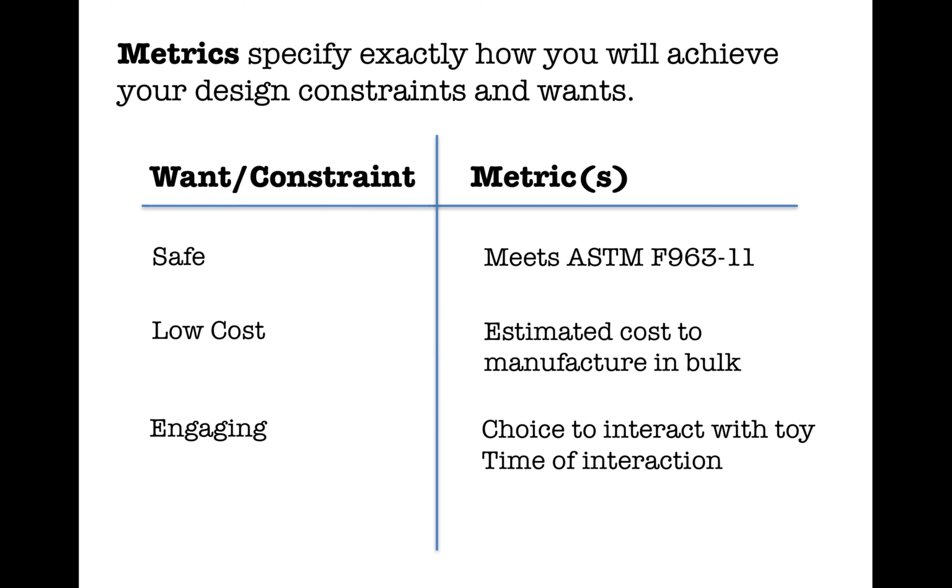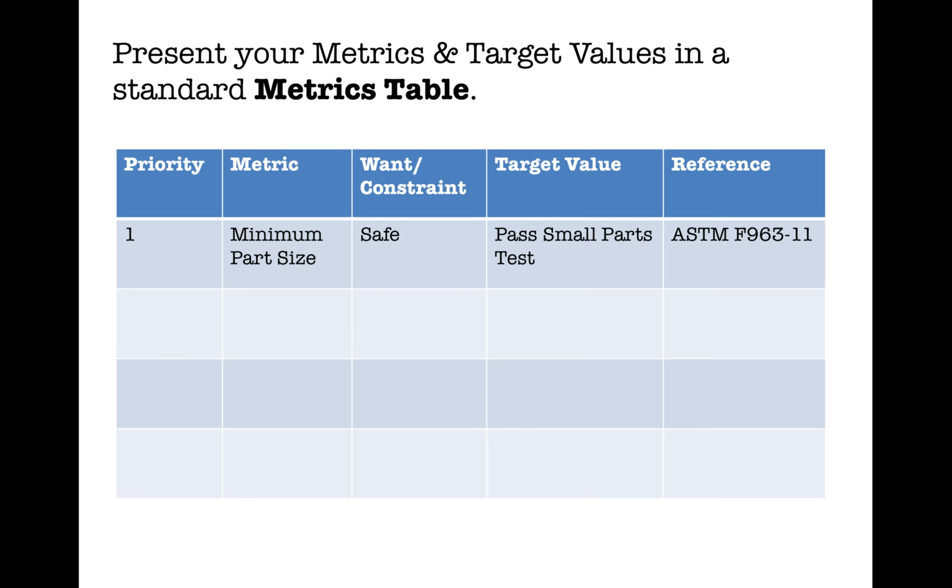So our measure that we're choosing to do, and there's various ways to do this, is the choice to interact with the toy. So are kids choosing to interact without being coerced with your toy, and how long are they interacting with that toy. So actually I have 2 metrics that are associated with the want of engaging. You're going to need to come up with your own. If you think these are valid, that's great, but make sure you really think about it as a team.